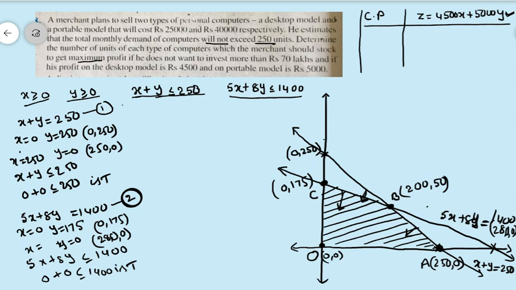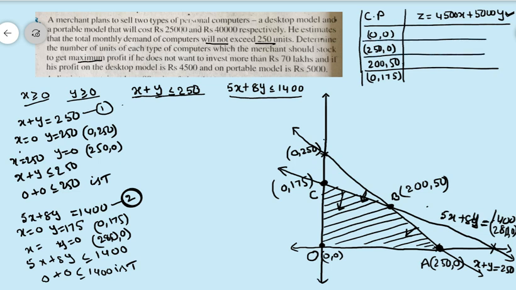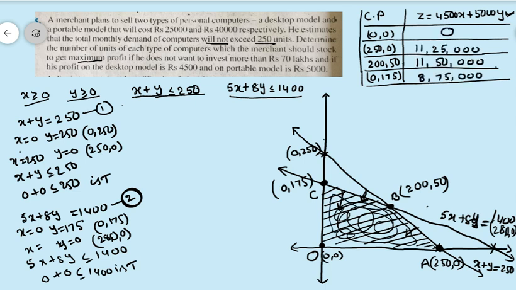So once you have the corner points, first we have to substitute 0 comma 0. Next we have to substitute 250 comma 0. The next corner point is 200 comma 50, and one more corner point is 0 comma 175. For your kind information, we can't take 0 comma 250 as a corner point. Yes or no? 0 comma 250 is not a corner point. For the feasible region, the shaded portion, whatever the corner points, those only we have to consider.